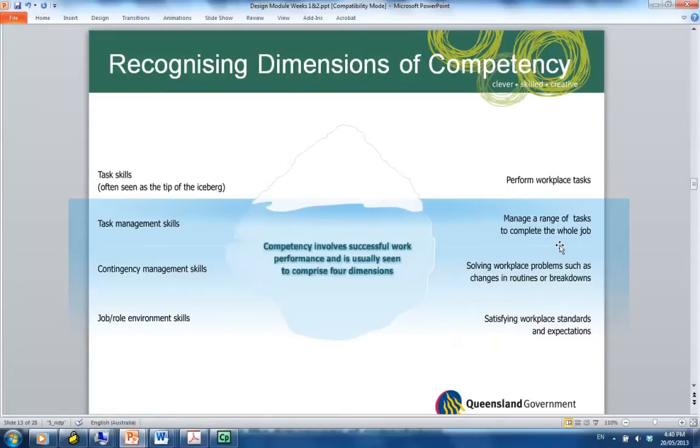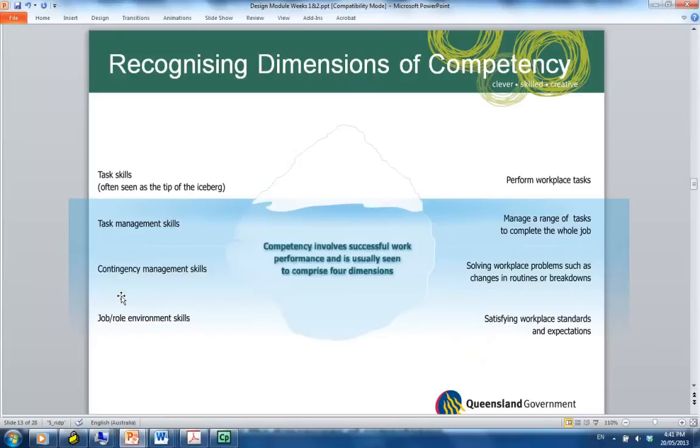So that's why we don't just look at it performance criterion by performance criterion as competent. That's why at that level we're looking at a range of evidence as being satisfactory or not satisfactory. So we look holistically over the unit, because the unit has been designed for the dimensions of competency. So they have multiple elements that give you a range of tasks.